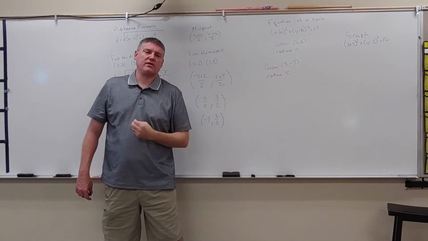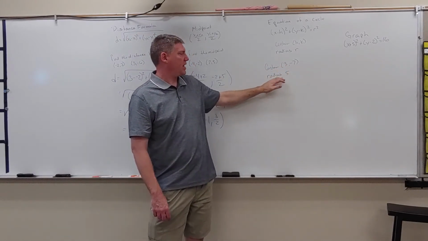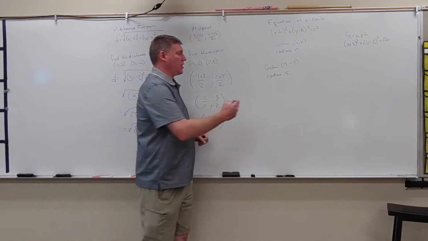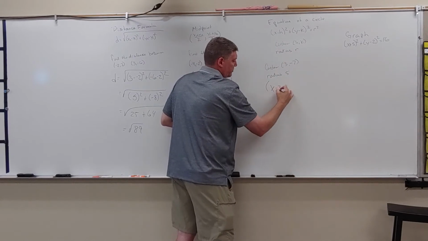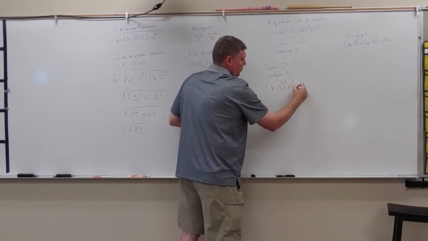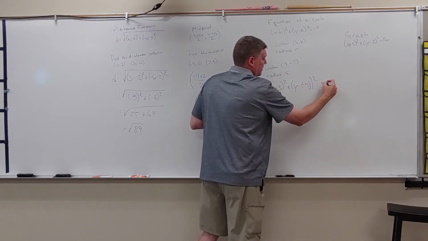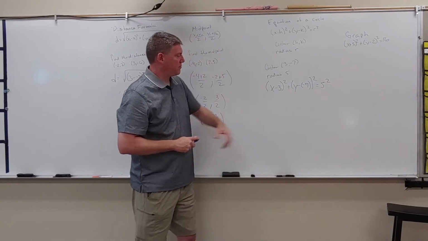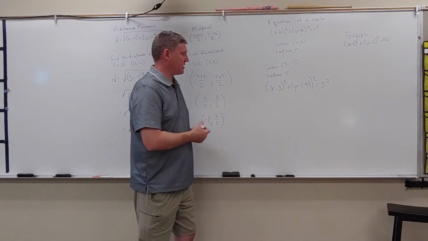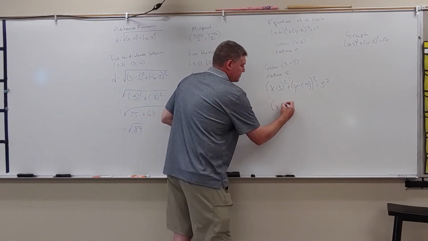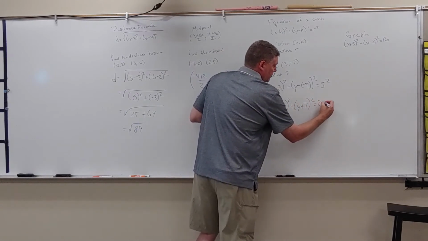Now we want to write the equation with center of (3, -7) and a radius of 5. x says minus h, so I'm going to go x minus 3 quantity squared plus y minus k, which is y minus -7 quantity squared equals r squared. I know a lot of you would remember that if it's negative it becomes positive. So I'm going to simplify this: y plus 7 squared equals 25.